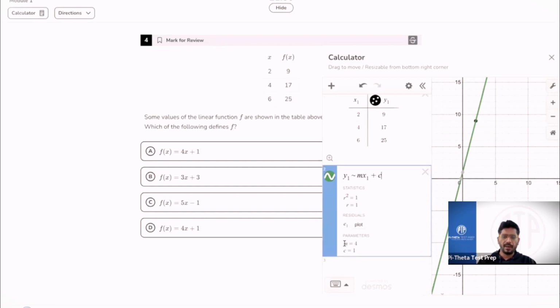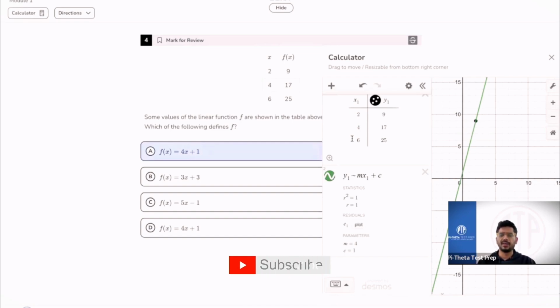Now if you can observe our parameters, our m is 4 and c is 1, that implies that y is equal to mx plus c, that implies that y is equal to 4x plus 1. That is our option number 1, right? Okay, so you can solve it by the slope also, 17 minus 9 upon 4 minus 2, but manually solving it and getting the answer is something, because trickier questions can come in the exam.